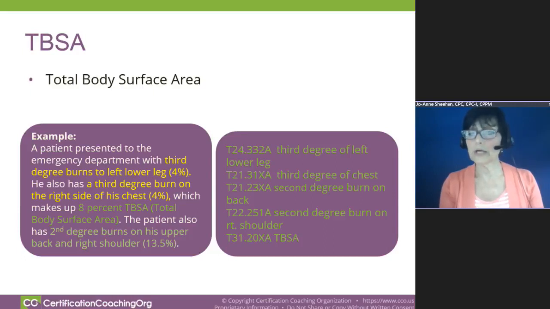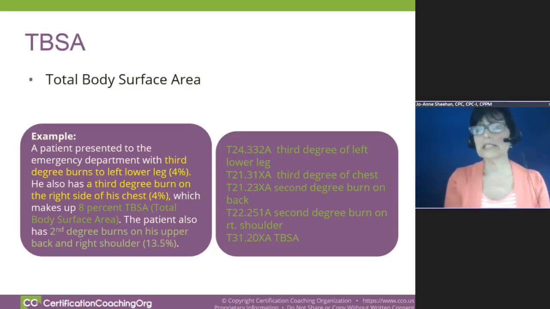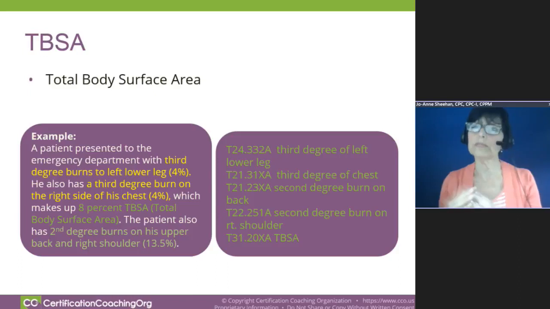And then when you look, there are codes that will tell you the total body surface area. And what you are doing is you're adding the 4% plus the 13.5% to come up with a total. And the T31.20XA is the total body surface area. And it's all there for you and explained. So it really is not difficult. But the biggest thing is you want to make sure that you have the right parts of the body when you're coding.